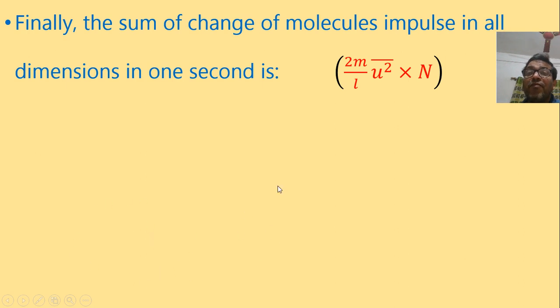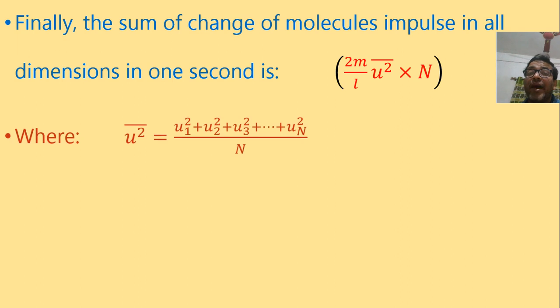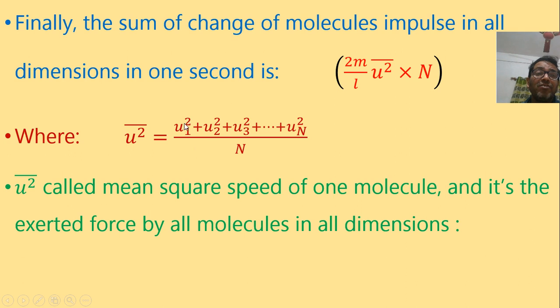Now for all the directions it will be u square average; the bar means it is average. That is called the root mean square. First we take the mean square speed. Why is it called the mean square speed? First we take the square of these quantities, and then we have to take the average.